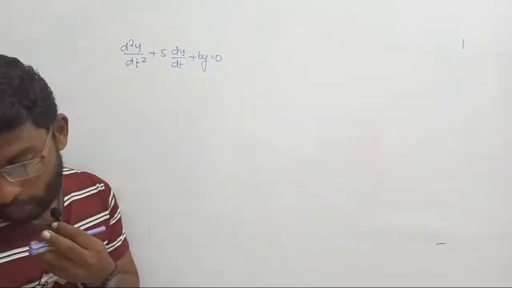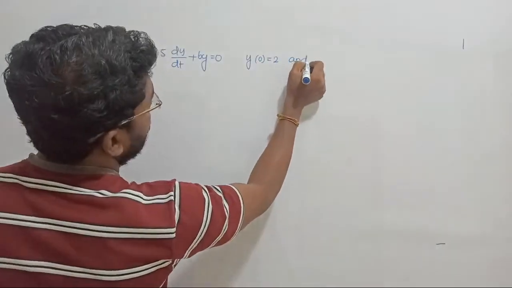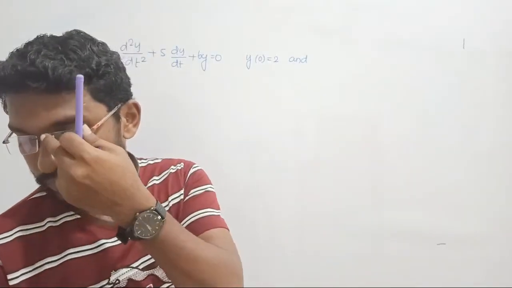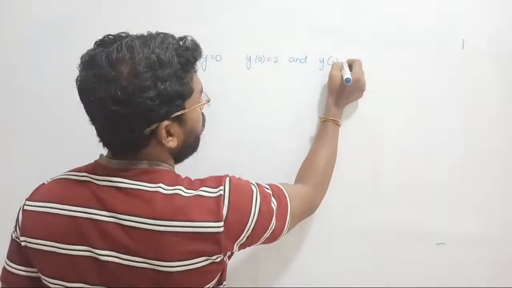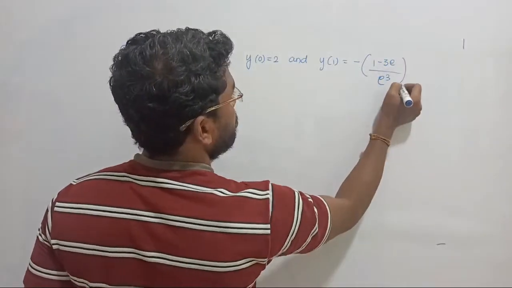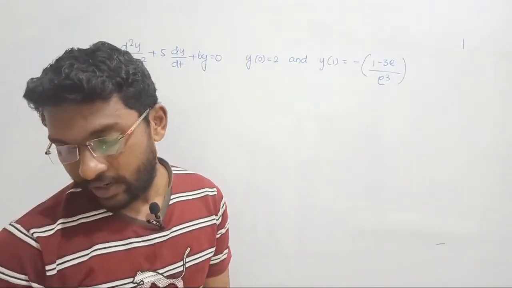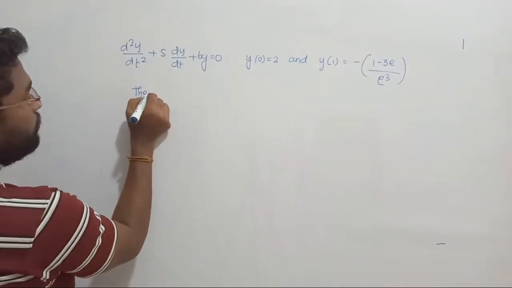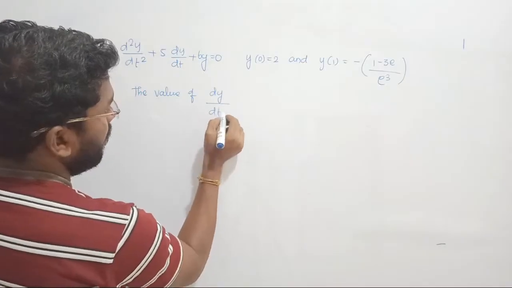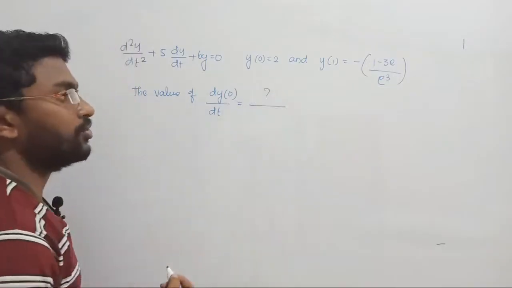It is such that y of 0 equal to 2 and y of 1 equal to minus of 1 minus 3 times of e upon e power 3, right? The question is the value of dy by dt at 0, that is dy of 0 by dt. That is the question, right?